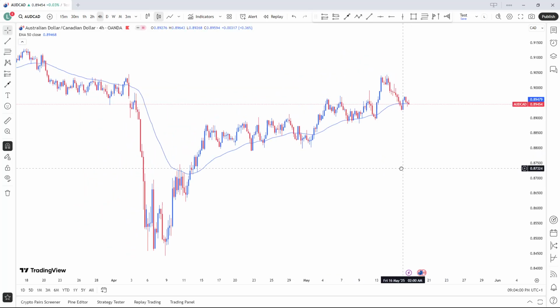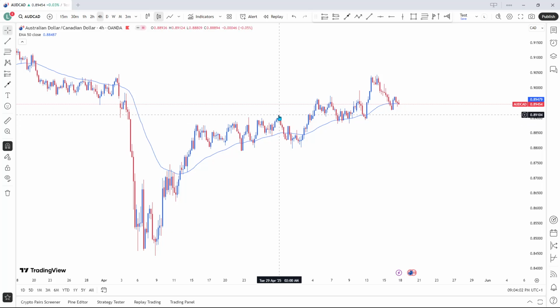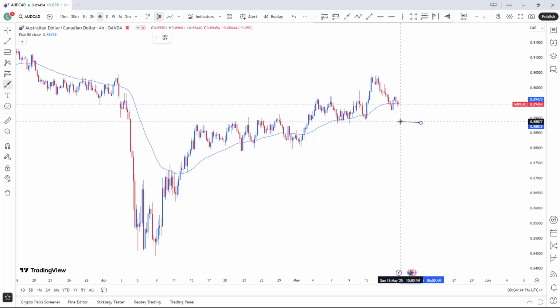So support and resistance is basically levels creating higher highs, higher lows, higher highs, higher lows. So it's points of interest in the market. So if you used to follow, for example, this dotted line here, we can see it's tapped into this level quite a few times.